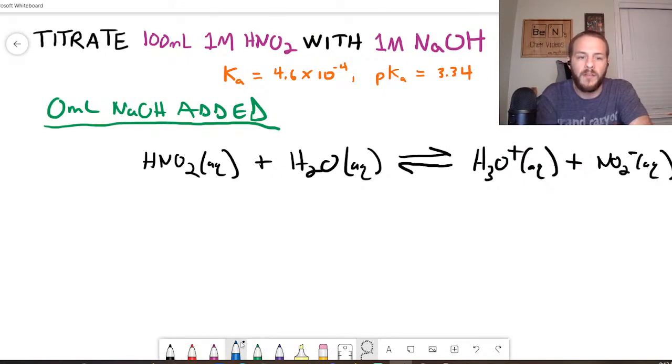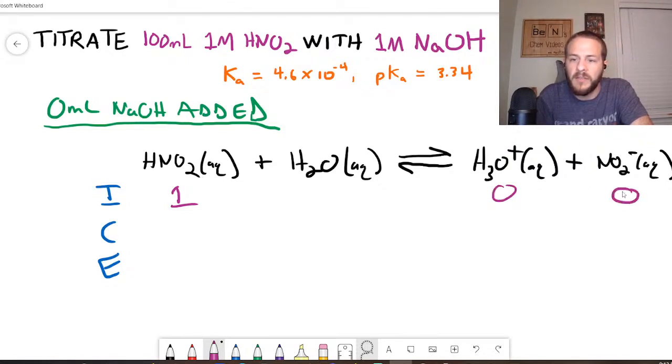Okay, so we're going to set up our ICE table. That's I for initial, C for change, E for equilibrium. Initially, we have 1 molar HNO2, and we have approximately 0 of both of these. The concentration of HNO2 is going to decrease by a value that we can call X, so minus X. At the same time, the concentrations of hydronium and of the conjugate base of nitrous acid are going to increase by that same amount that we're calling X.